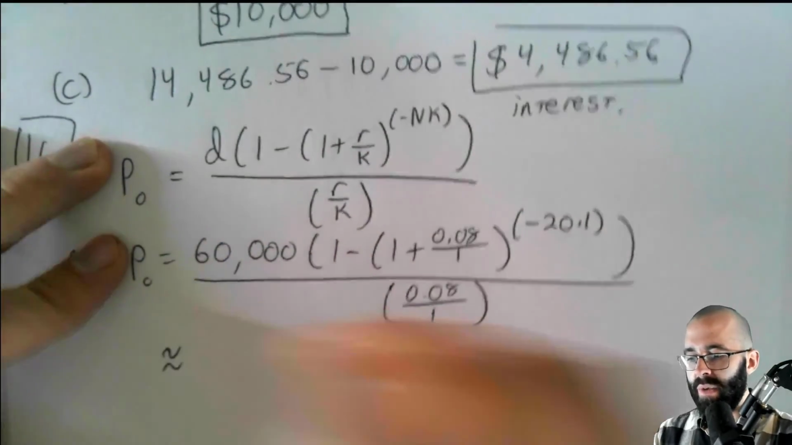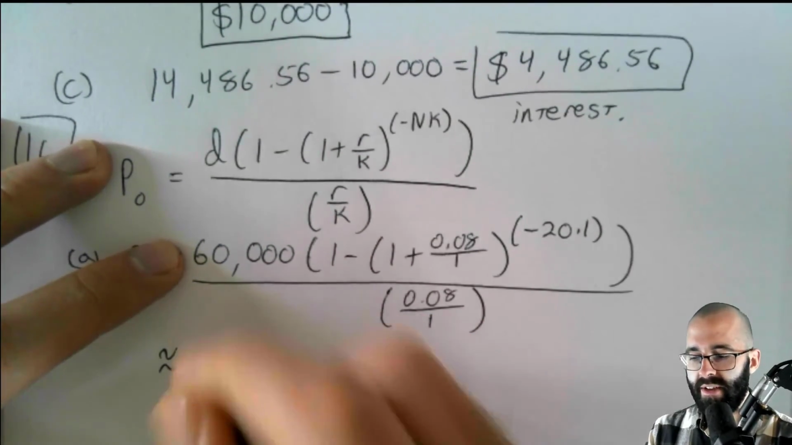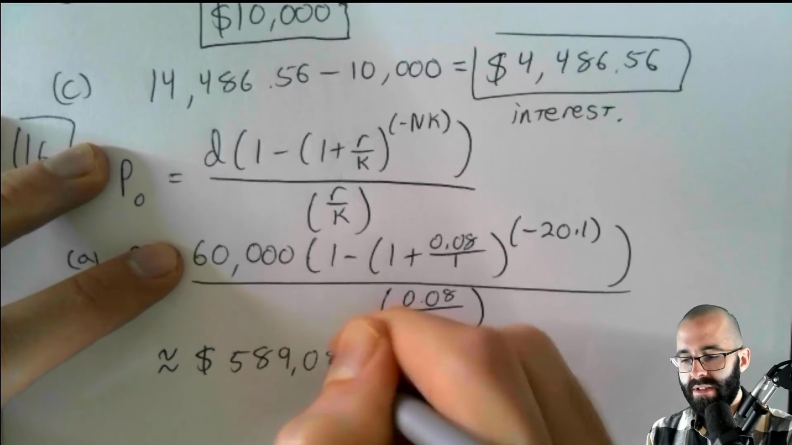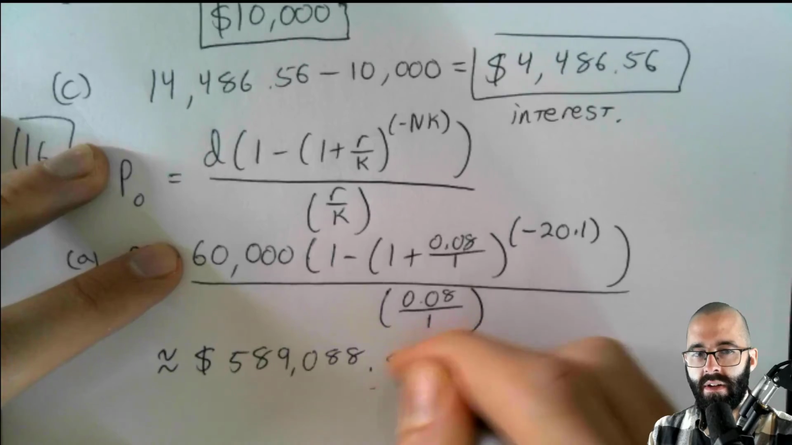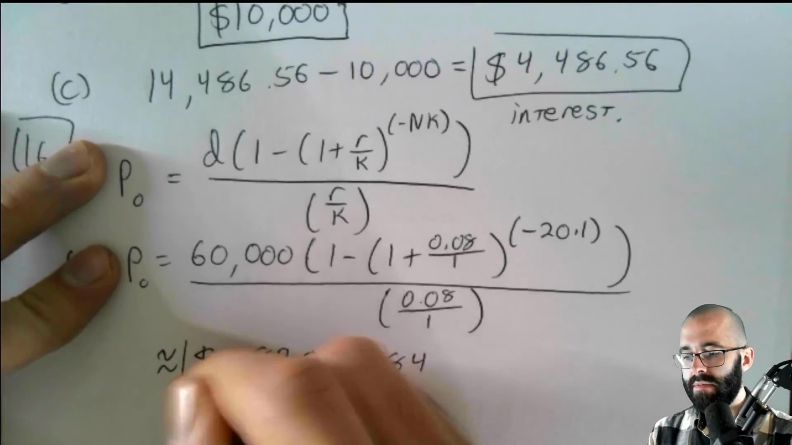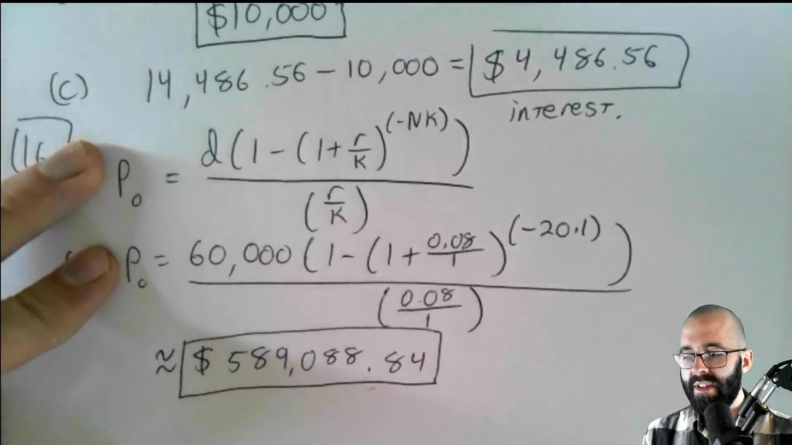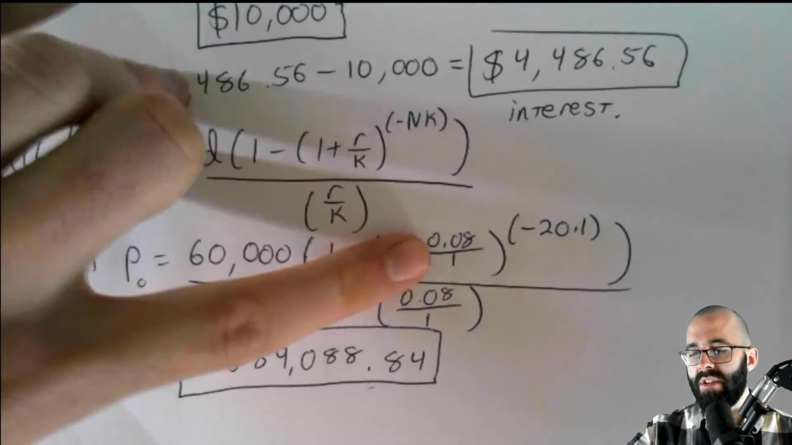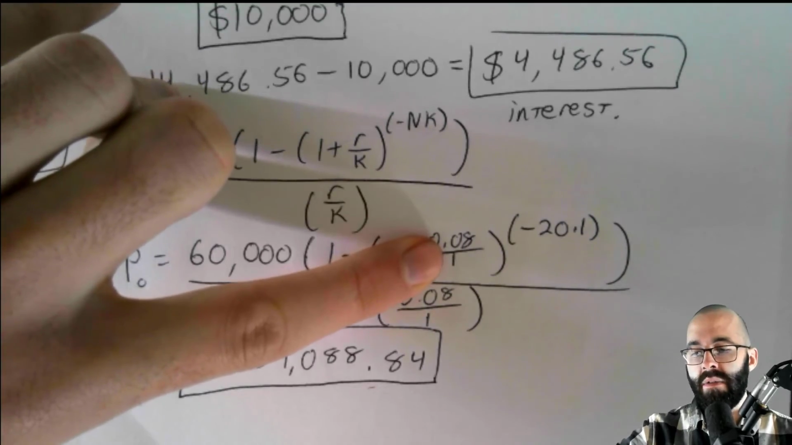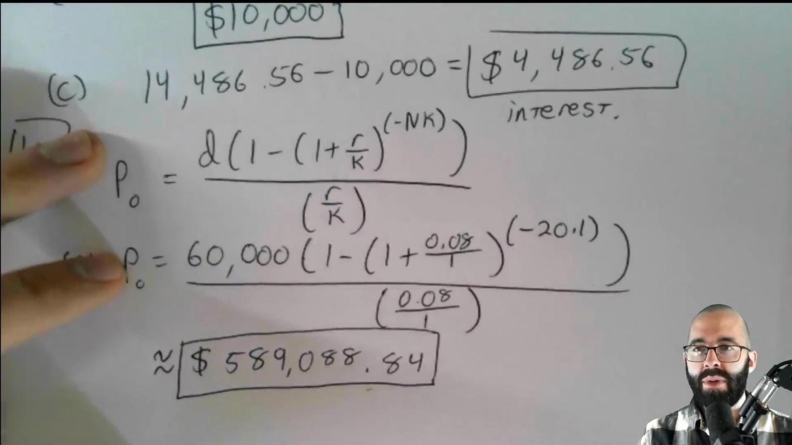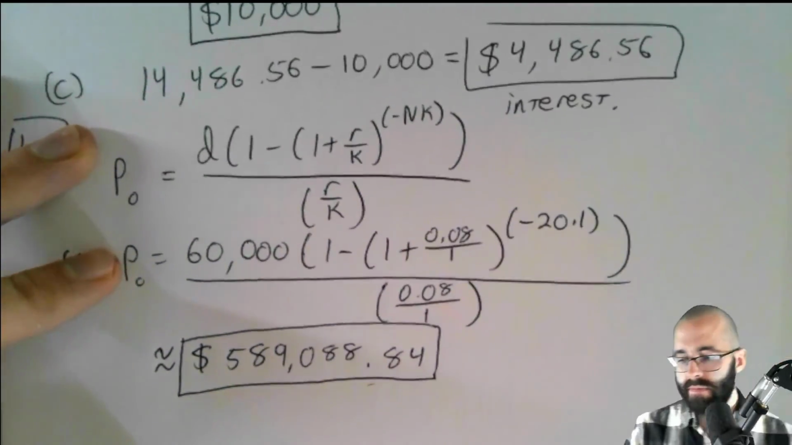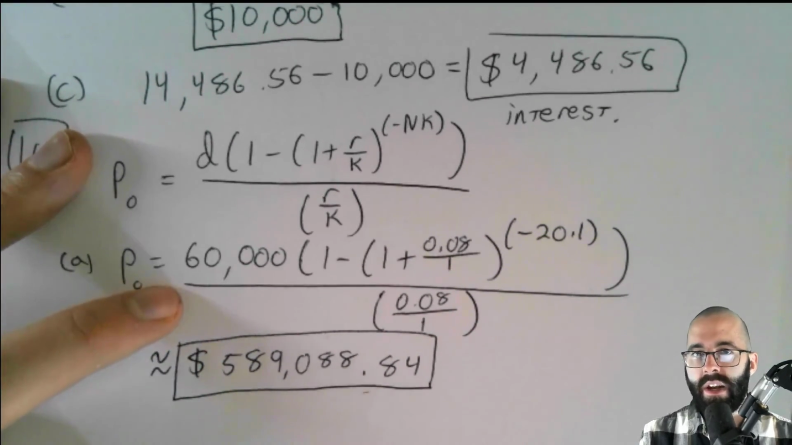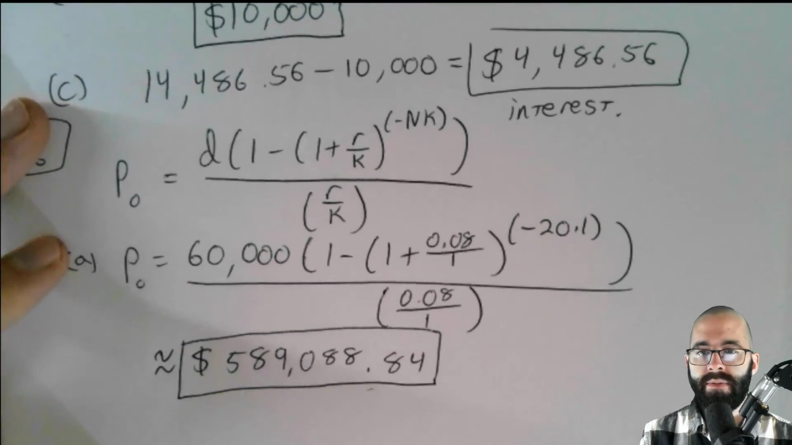The initial amount we need in this retirement account, or whatever kind of account it is, needs to be $589,000. This is how much needs to be in the account if we want 60K a year for 20 years. And we're still getting interest on the remaining balance at a rate of 8% every year. This is how much we need. This is our target for our retirement account. That's part A.